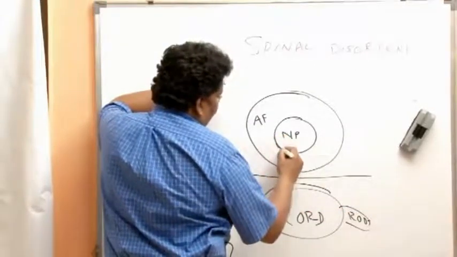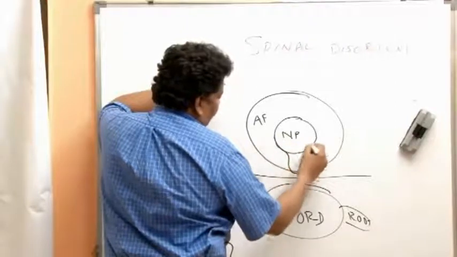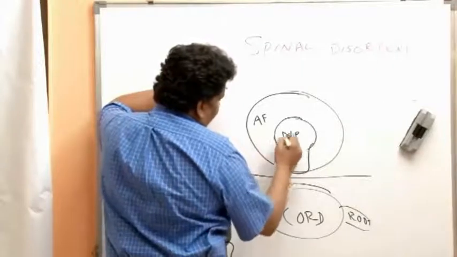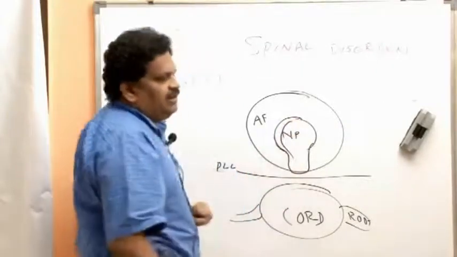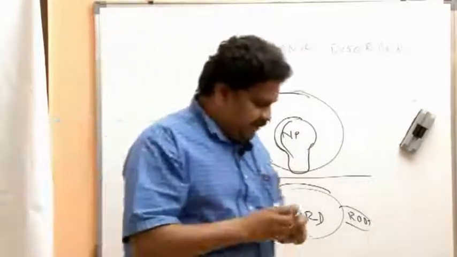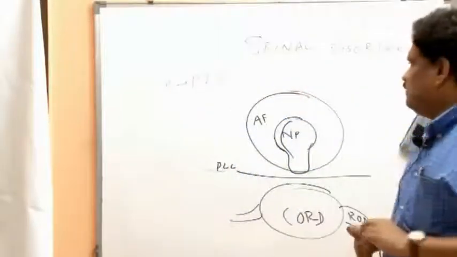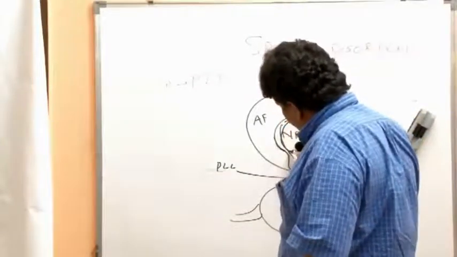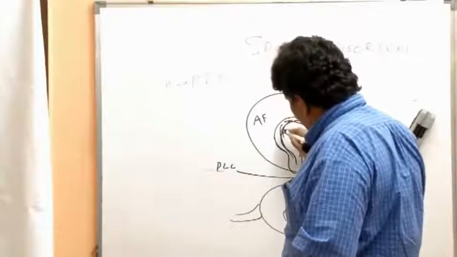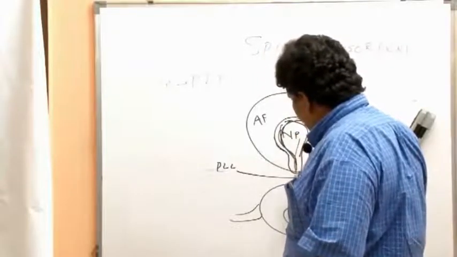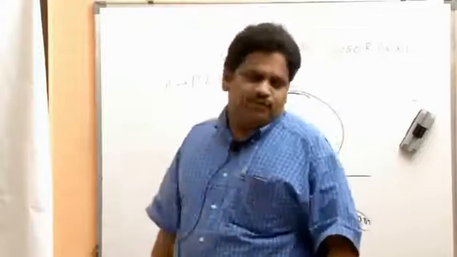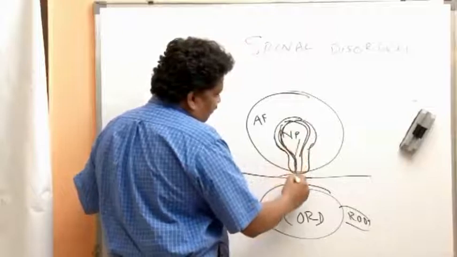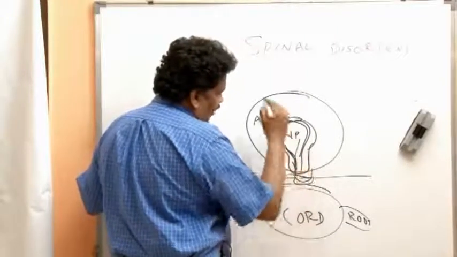It's only the nucleus pulposus which prolapses, not the annulus. The nucleus pulposus is a gelatinous hydrated material, and the annulus fibrosus is the fibrous tissue area. Okay, the central gelatinous hydrated material is the nucleus pulposus, which prolapses through a rent in the annulus fibrosus. And then it can pierce the PLL and touch the cord.